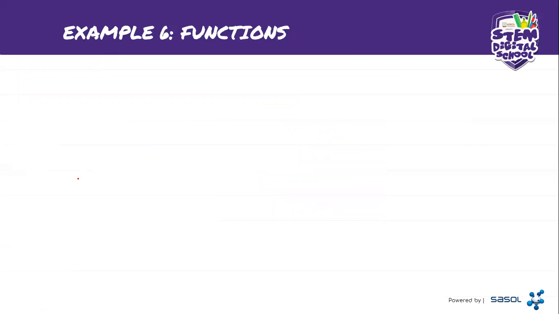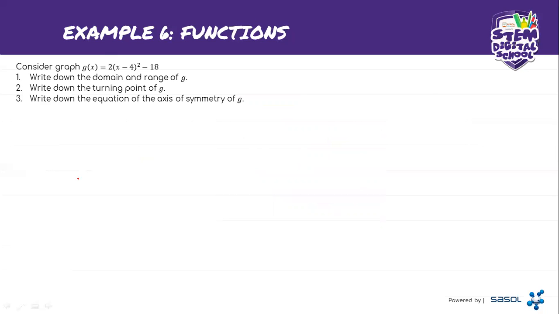Example 6. Consider the graph g of x equals this. Write down the domain and the range. Domain and range, and this you can see is a parabola graph. And we talked about the domain and the range earlier on. Then we said that the domain will always be x is an element of all real numbers. It does not change, my dear learners.